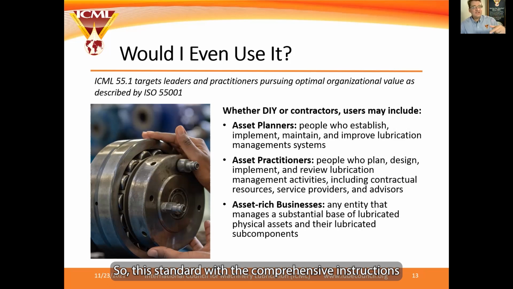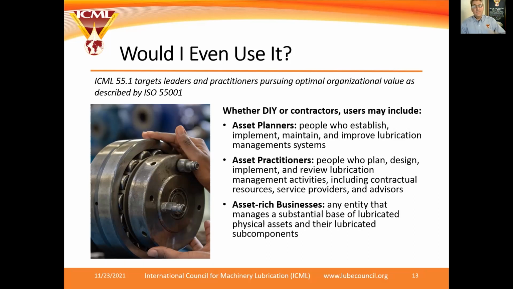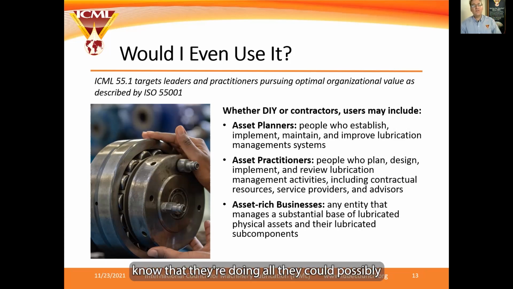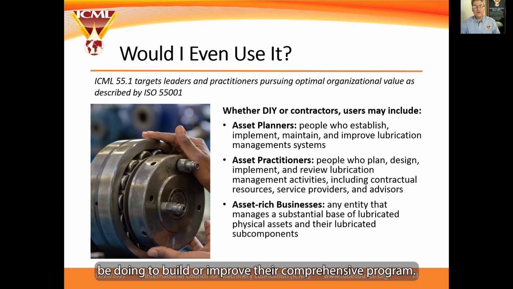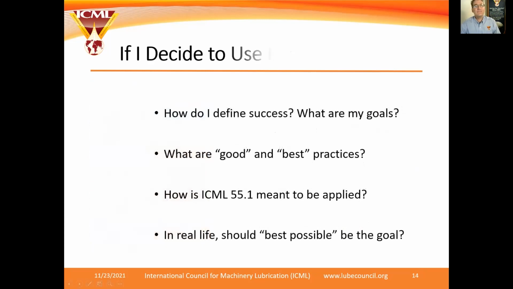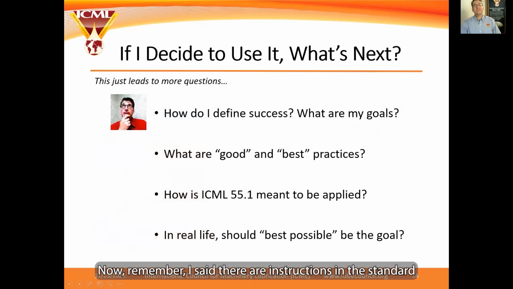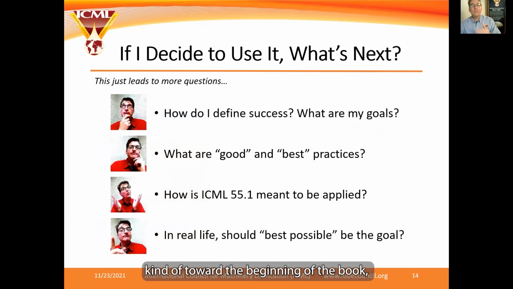So this standard, with the comprehensive instructions and the 12 areas, really helps certified practitioners know that they're doing all they could possibly be doing to build or improve their comprehensive program. Now, remember I said there's instructions in the standard toward the beginning of the book, and they explain the approach that you've got to take to address all these areas properly in order to achieve success. So keep that in mind.